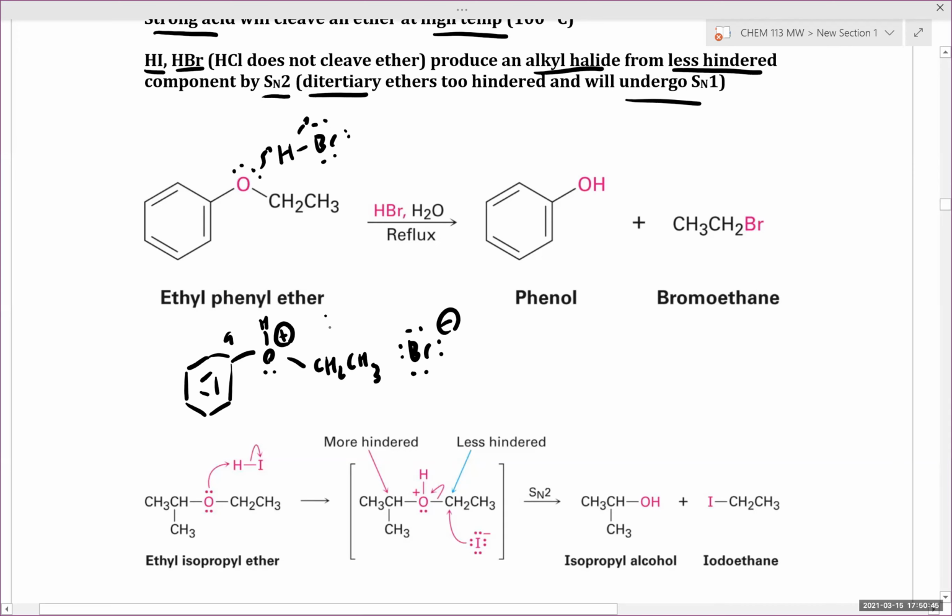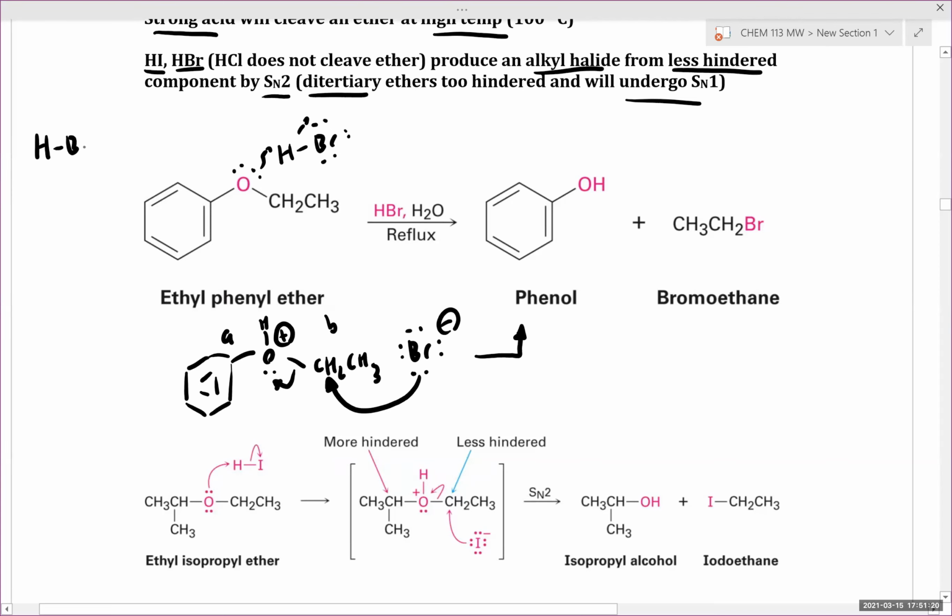So which carbon, A or B, is preferred for displacement? Which carbon is easier to attack? Which carbon can facilitate, and which carbon is permitted for an SN2 reaction to occur? Carbon A or B? B, exactly right. You can't have an SN2 on an sp2 center. Okay, so that gives us our two products of phenol and bromoethane.